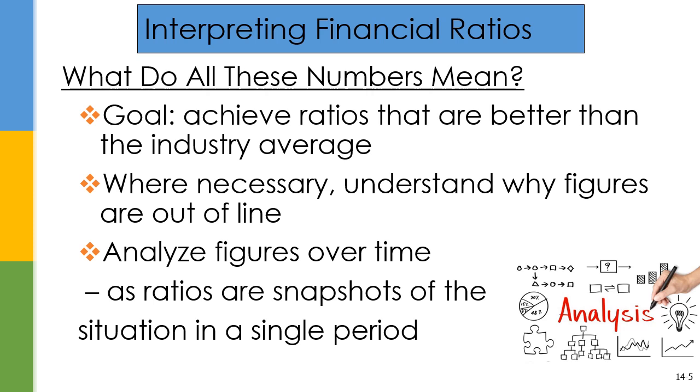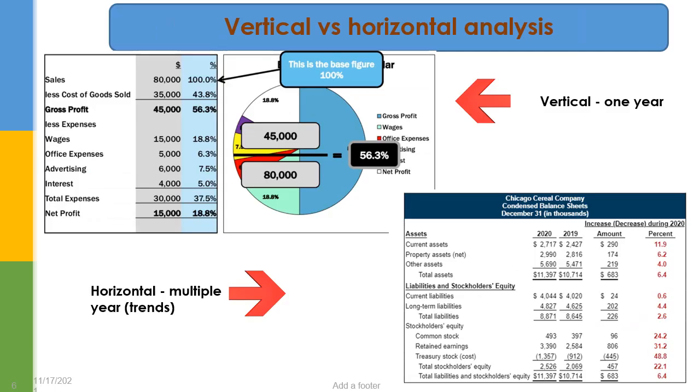So what do all these numbers mean? The goal is to achieve ratios that are better than the industry average. And if you find an outlier, you have to understand why the figures are out of line. You can do the figures over time, maybe a 5-year trend, or maybe just a comparison within a 2-year trend. All ratios are just a snapshot of the situation in a single period.